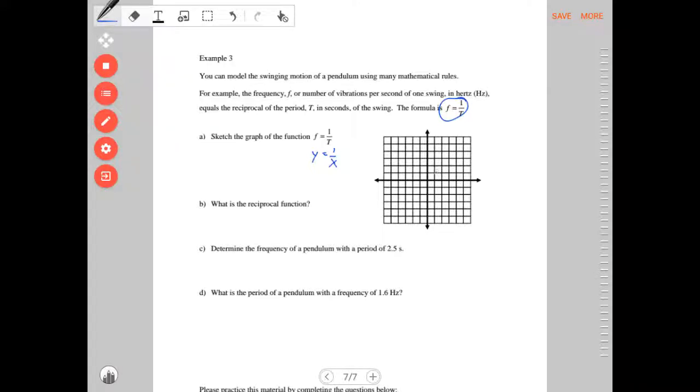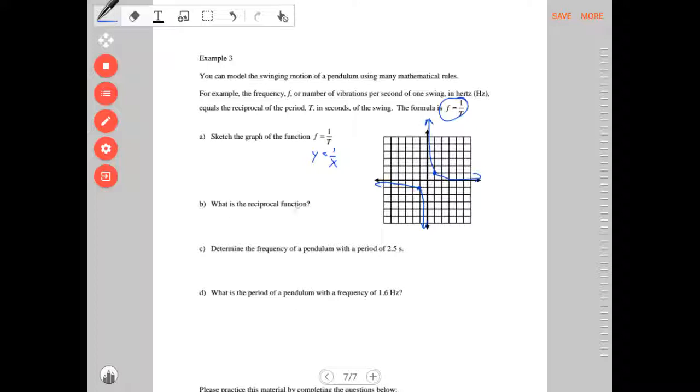So the invariant points were (1, 1) and (-1, -1). If you graph this 1 over x on your graphing calculator, you'll get it too, but it looks like this. Wow, that's not a great drawing, but that's close enough. It kind of does the swoop thing, and those are your invariant points, (1, 1) and (-1, -1). Okay, so there's a quick sketch of that.